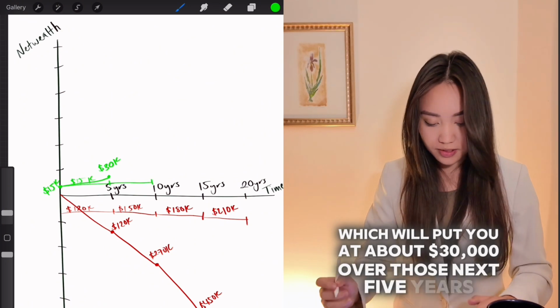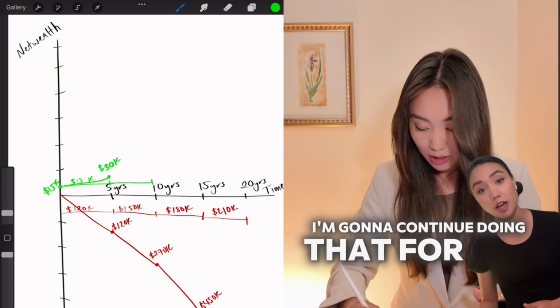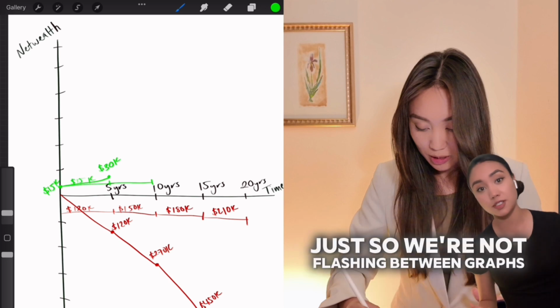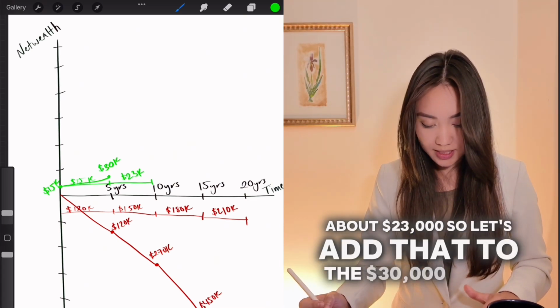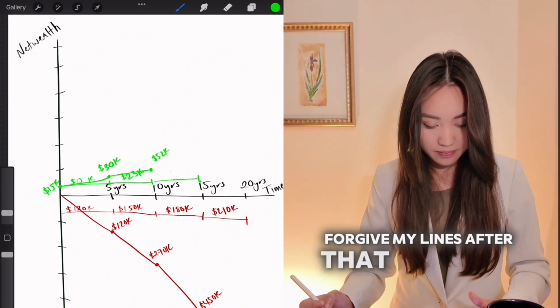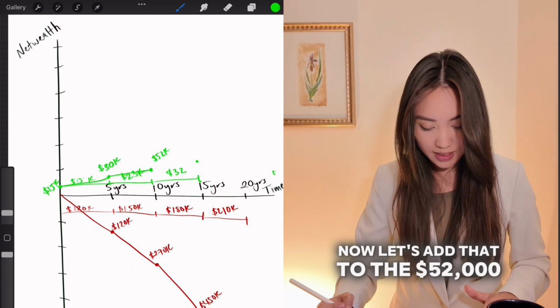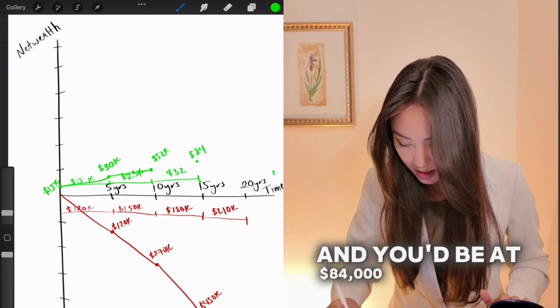Over those next 5 years, all right, now you saw how I did it for the first 5 years. I'm going to continue doing that for the upcoming 5-year increments, but I'll skip showing it just so we're not flashing between graphs so quickly. About $23,000. So let's add that to the $30,000. You'd be at about $52,000. Forgive my lines. After that, you'd be at $32,000. Now let's add that to the $52,000, and you'd be at $84,000 in equity now.